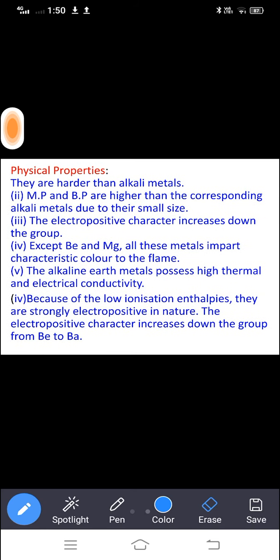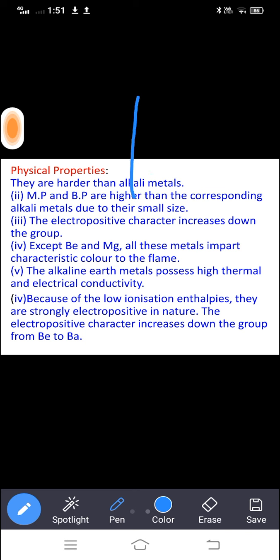Then physical properties. Like alkali metals, they are hard. When you take the alkaline earth metals, they are harder than alkali metals, and being harder, the melting and boiling points will also be higher than the corresponding alkali metals, because the size is smaller. When size is smaller, the bond is also shorter. As already discussed, a shorter bond is difficult to break. So due to that, the melting and boiling points will also be higher.